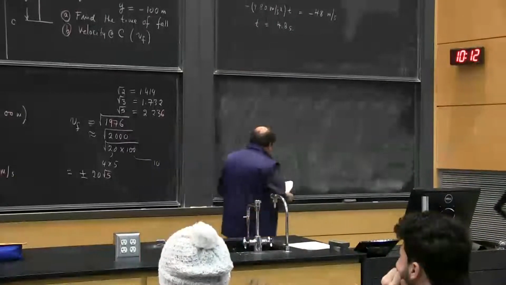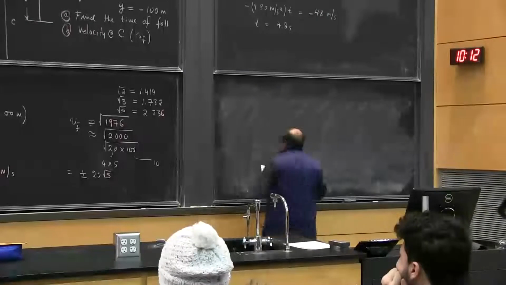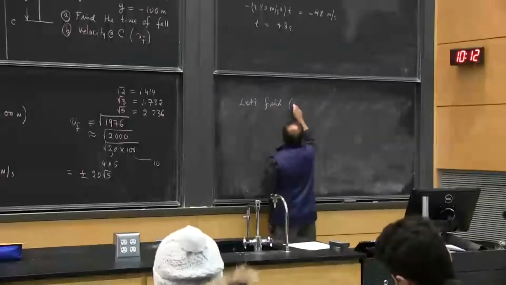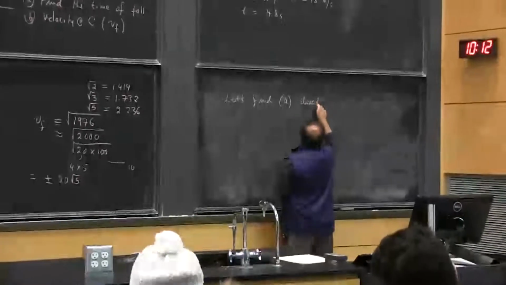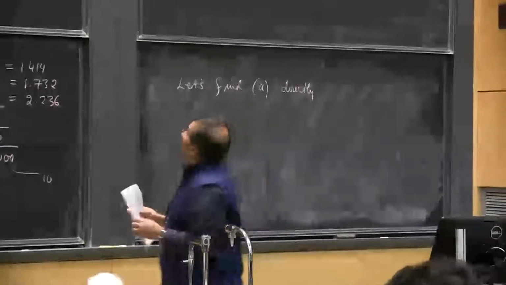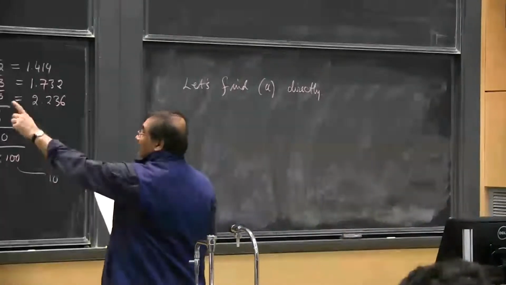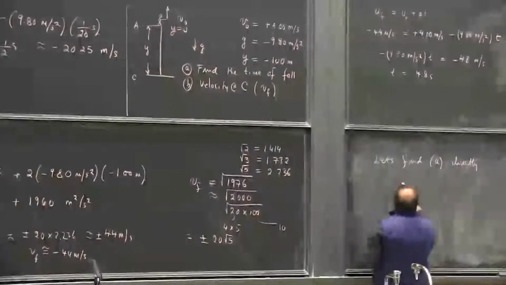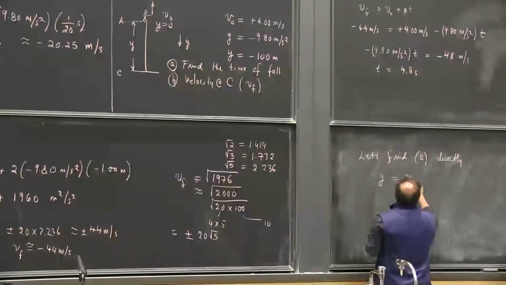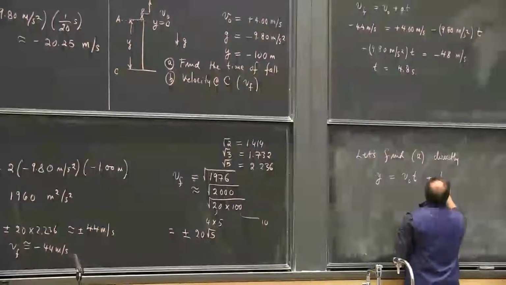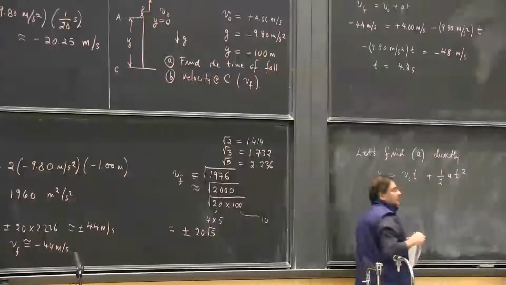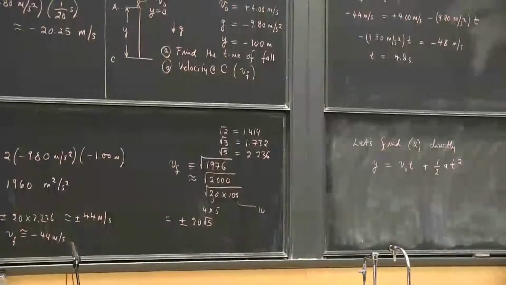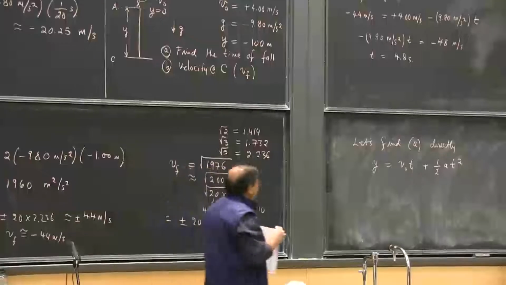So let's try this problem another way. We find A directly instead of going to B first. Finding A is finding the time of fall. Here we found the time of fall as a second part of the problem, but we can also find A directly. For that, we use y equals v0 t plus 1/2 a t squared, because we already know y, we know v0, we know g. So in principle, we can do the first part of the problem straight away.